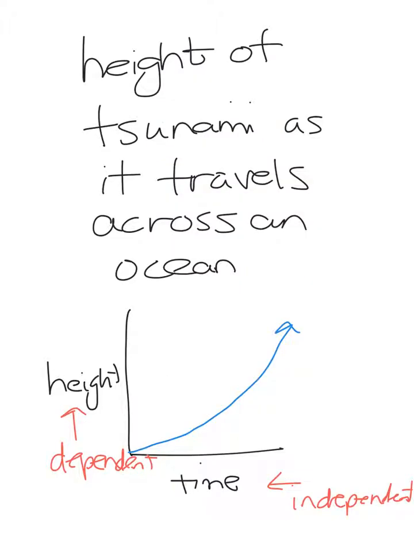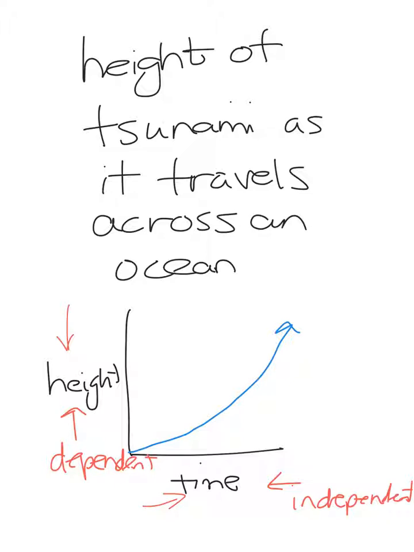In looking at a real-life situation, we're talking about the height of a tsunami as it travels across an ocean. So on my x-axis, we have the time. And on my y-axis, I have the height of the tsunami. So this graph is basically saying as time increases as it goes on, the tsunami gets higher and higher.